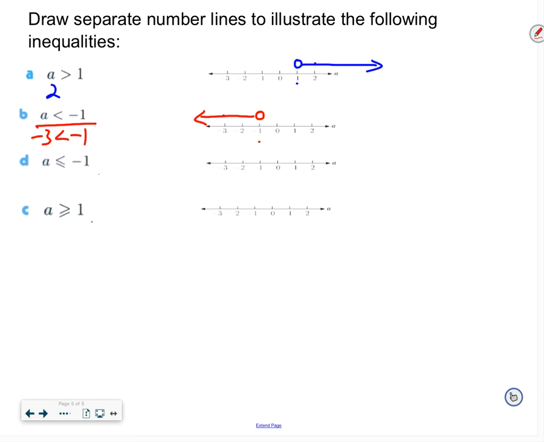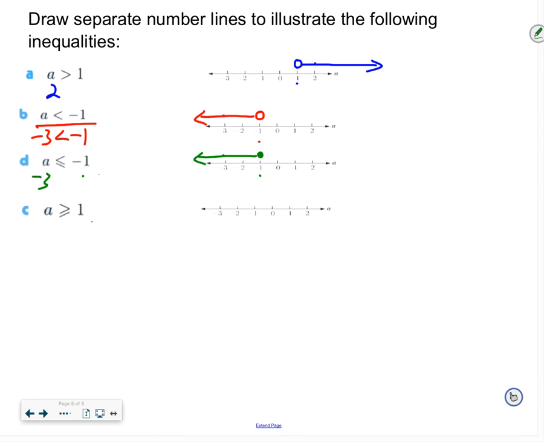The next one, D. I go again to -1, and I think it's less than or equal to, so I'm going to have a solid filled in circle. Values that are less than -1, so things like -3. That means I have to shade my line off in that direction.